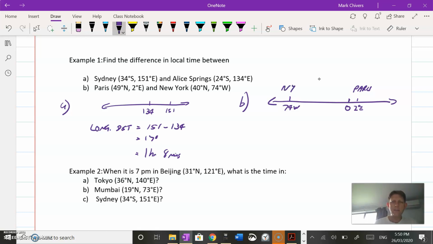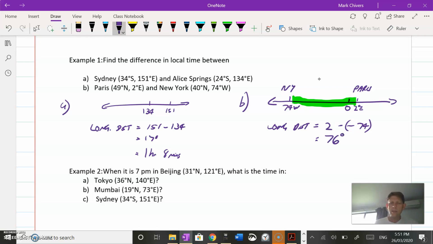So obviously the distance we're interested in is the one from New York all the way to Paris. So once again, as I did last time, get the most easterly, take away the most westerly. So longitudinal distance is going to be 2 minus, and we consider west as a negative number, so minus 74. So 2 minus 74, which is 2 plus 74, so that's 76 degrees.